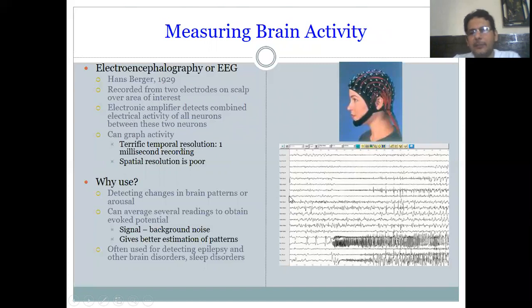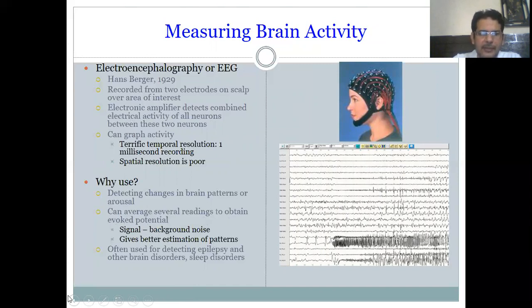So in this case, we can produce graphs just like this, showing whether there is more brain activity, whether there is a straight line, or whether there is less activity. These are read by specific experts in the field, and they can give implications, like whether the brain is active, whether the brain is not active, whether they are taking interest or not, and why they are used. They detect changes in brain pattern or arousal and can average several readings to obtain evoked potential.